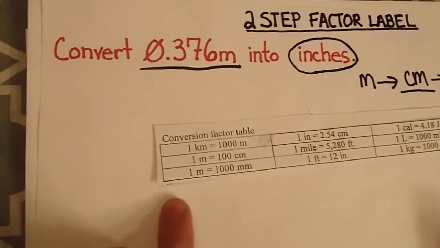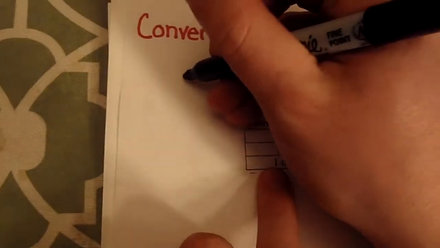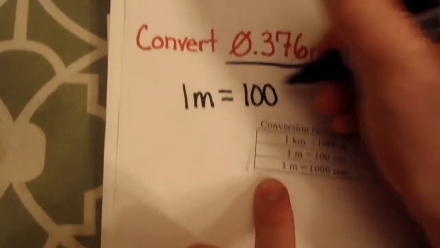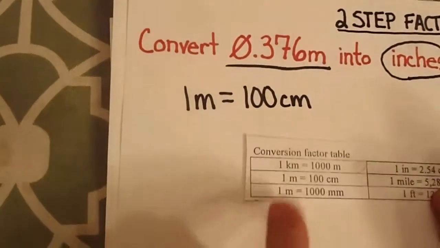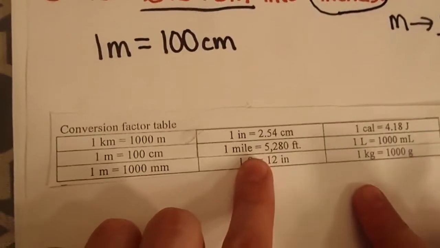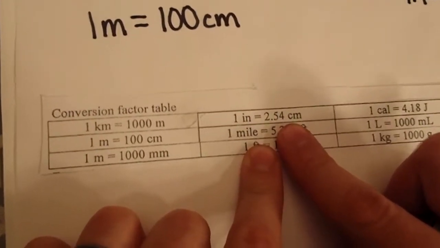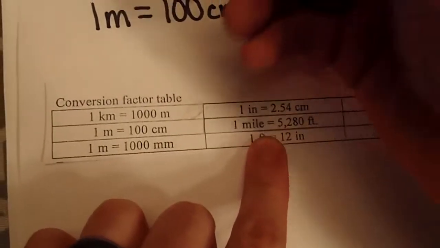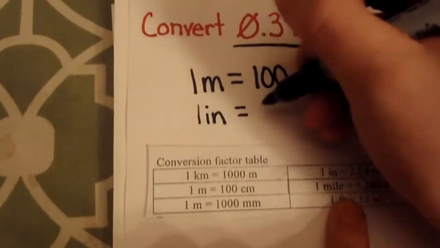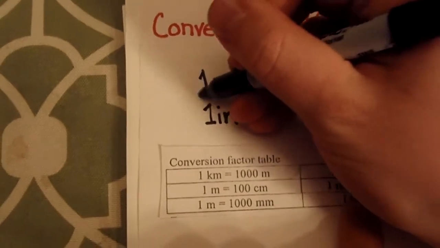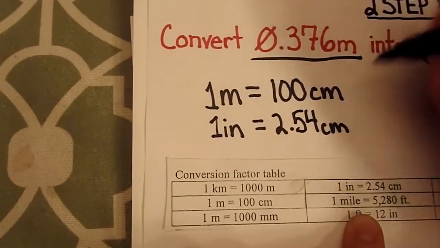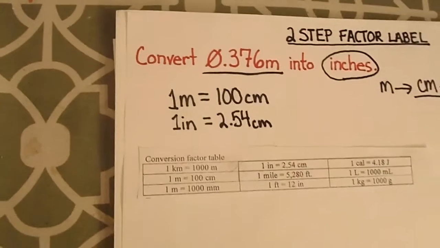Okay, so let's write those conversion factors. So 1 meter equals 100 centimeters, because this is what I'm going to use. Now I need to find my centimeters into inches. Again, I go back here. I see that 1 inch equals 2.54 centimeters. So I'll write that down here too. 1 inch equals 2.54 centimeters. Okay, so now we've got our two steps to get there.